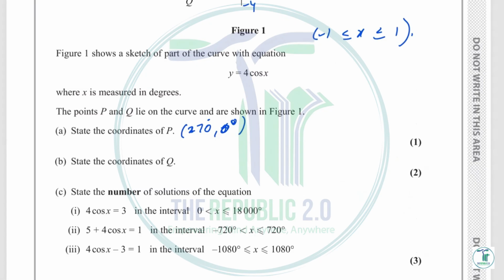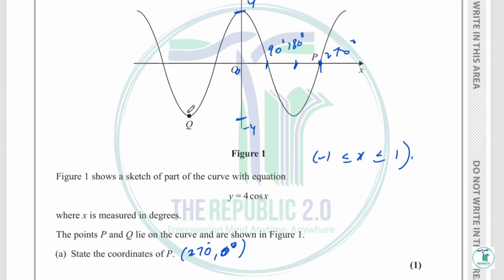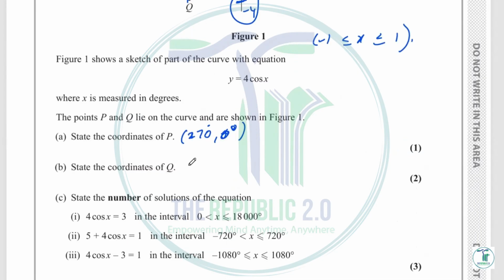Now similarly, we need to talk about the coordinates of Q, this one. The y coordinate has to be -4, and if you're talking about the x coordinates, this is 0, this is -90, and this has to be -180. So it is going to be x is -180 and y is -4. That is how you're going to talk about the coordinates of Q.